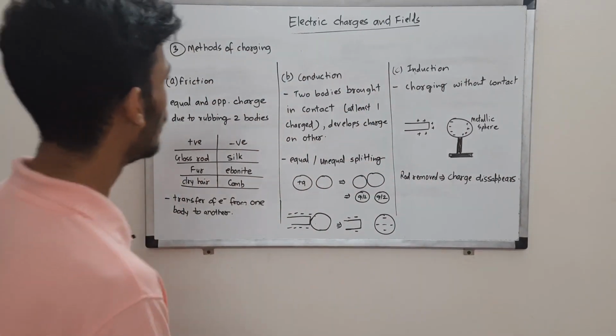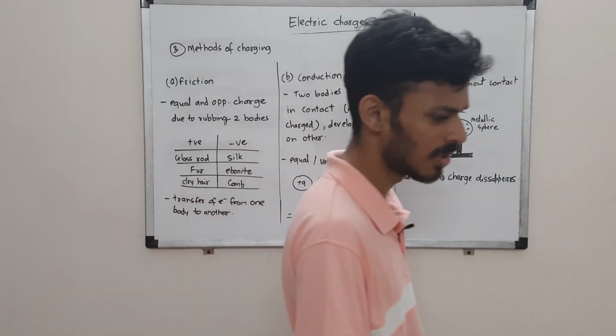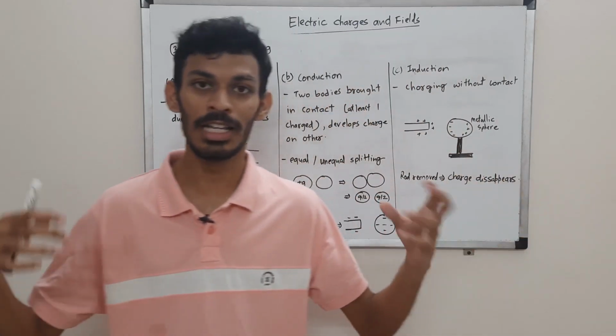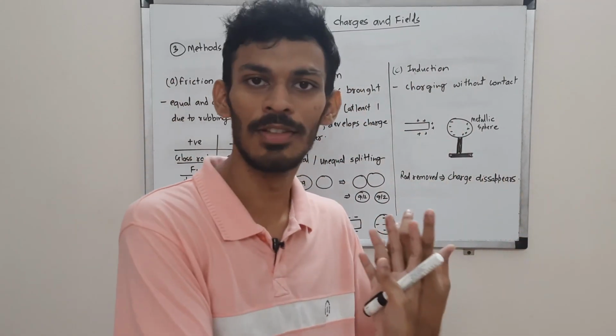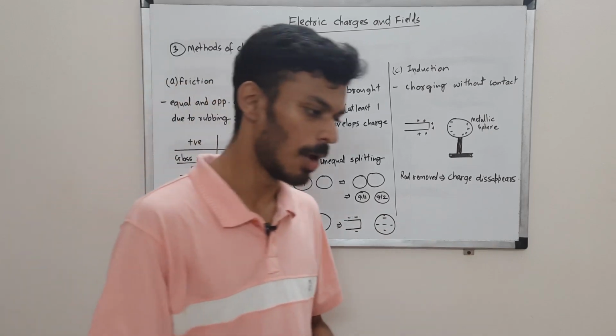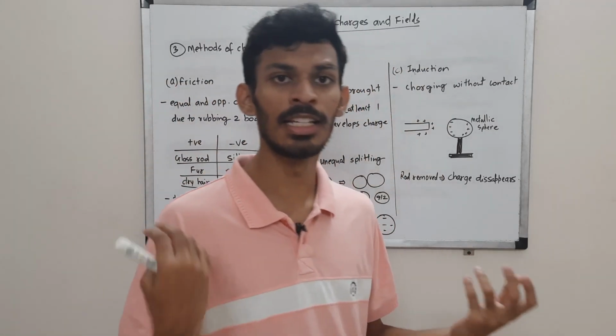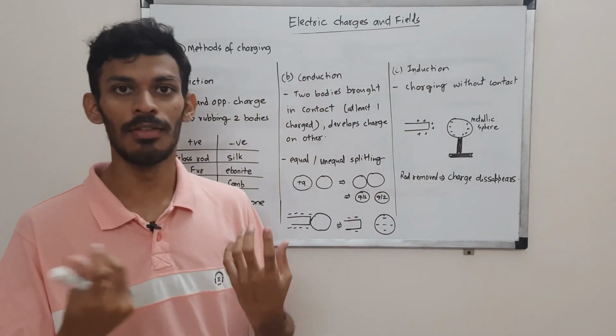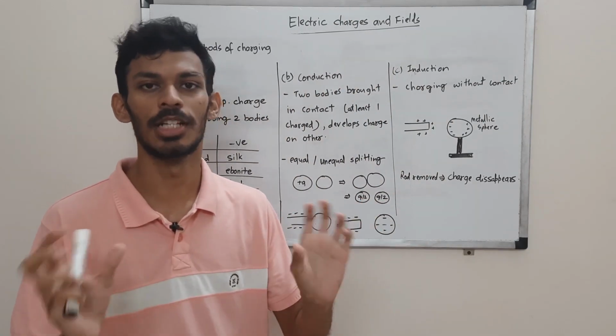Let's come to charging by conduction. This is very obvious. One of the bodies is charged and you bring it in contact with some other body, which is a conductor. In that case charge will flow, and when you separate them, there will be some charge on both of them.